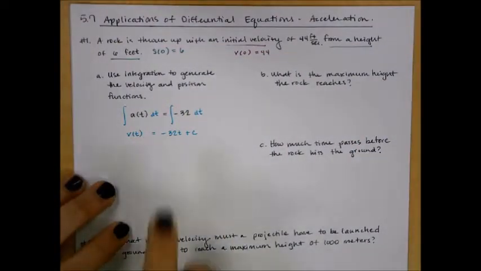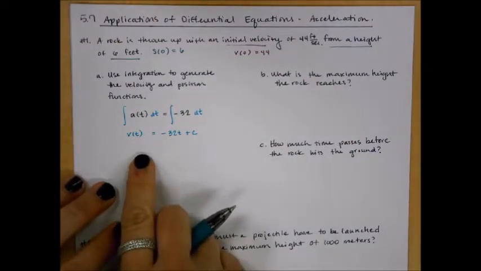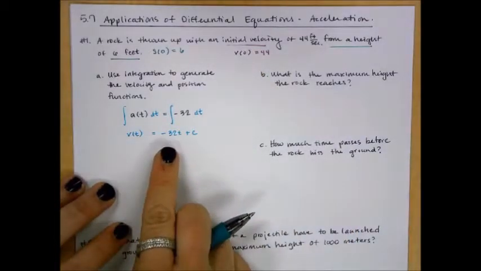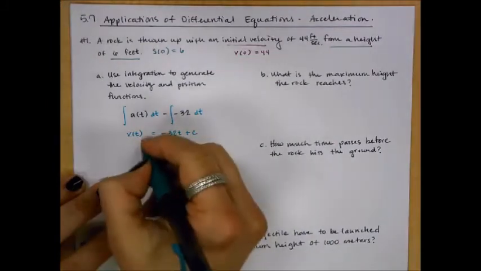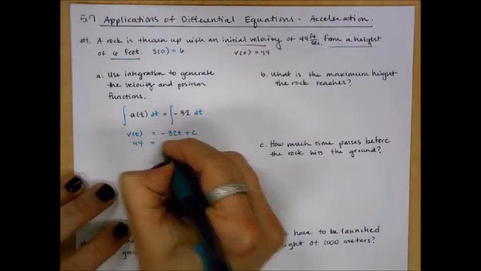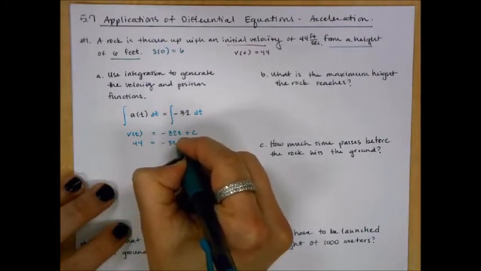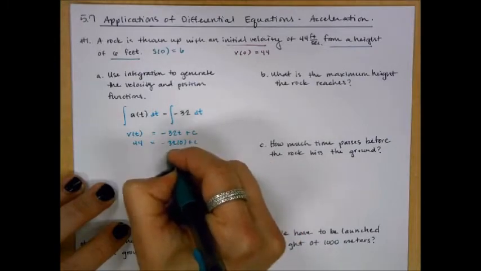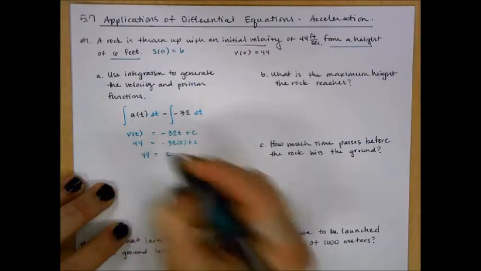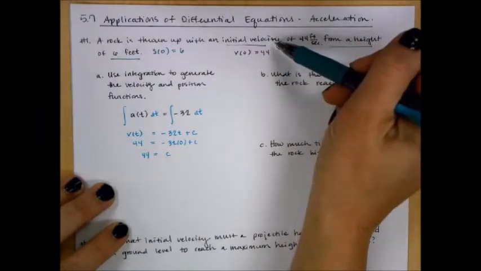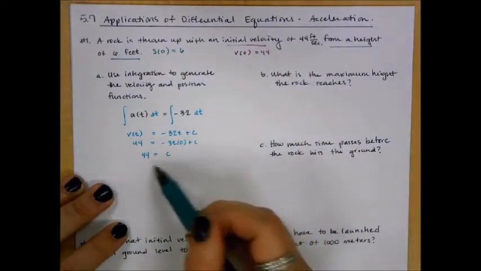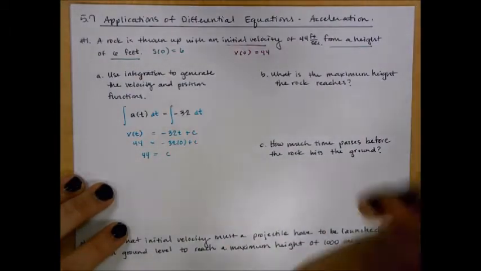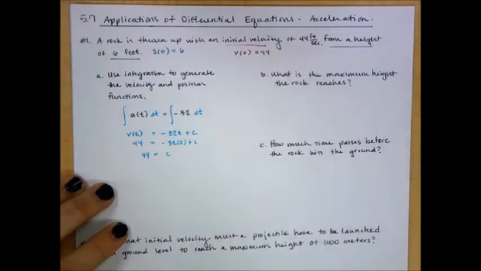So here, we're going to use our initial velocity. So at time 0, when t is 0, the velocity v equals 44. So 44 is equal to negative 32 times 0 plus c, and c is 44. So like I mentioned, initial velocity is also telling us our constant of integration here, right? You have to be really careful with that. That doesn't always work out for you, but as long as you're working with a nice polynomial, it should.